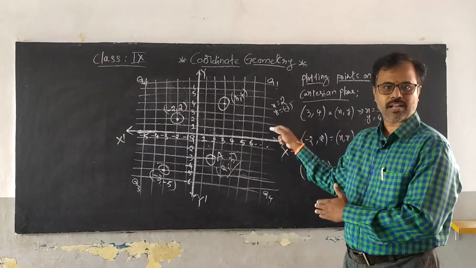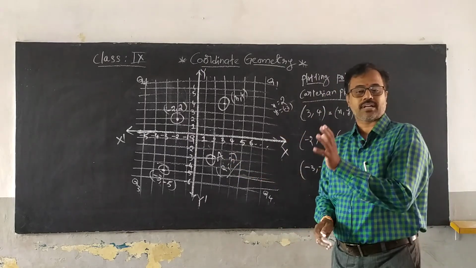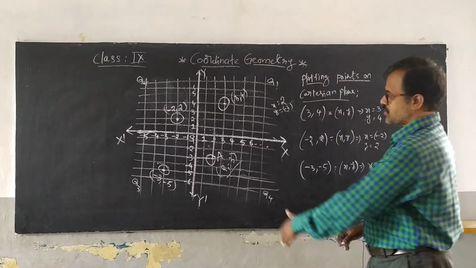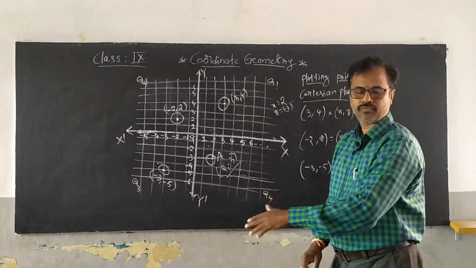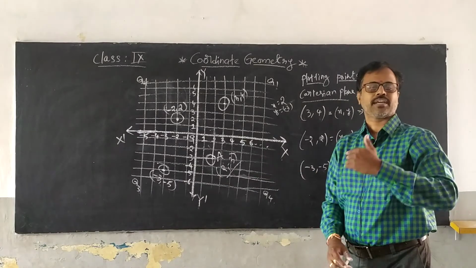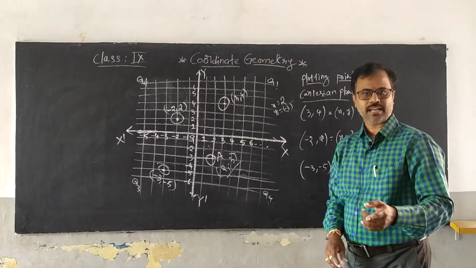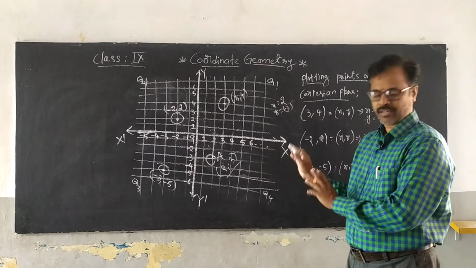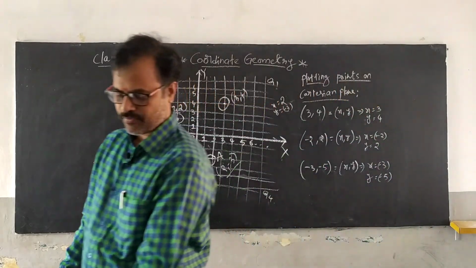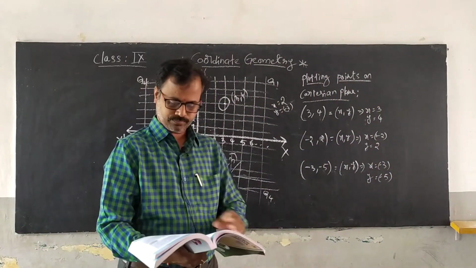You take the x value and y value. First of all, you have to consider the x value. The vertical lines should be taken first. After that, the horizontal lines must be taken into consideration. Is it clear, guys? Did you understand, everybody? Right, very good.